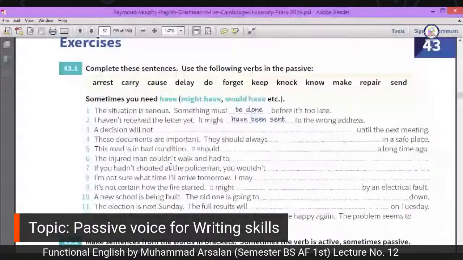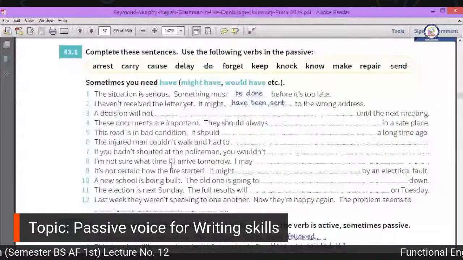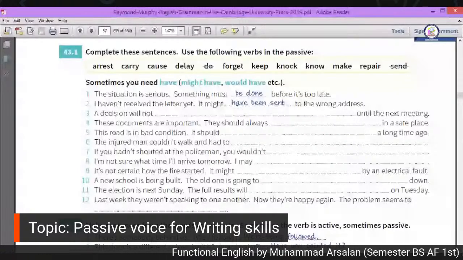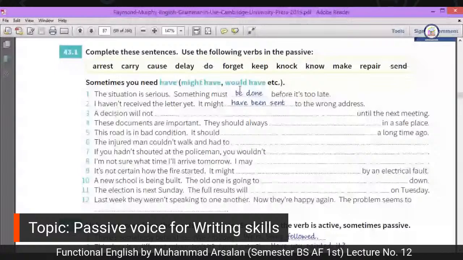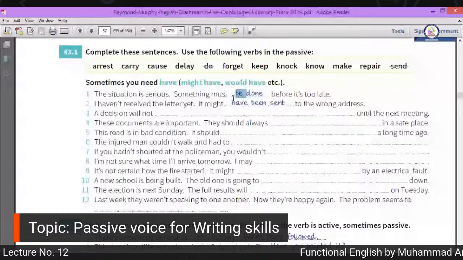You have this exercise. I would like you to do it. The situation is serious. Something must be done. With a modal verb we use be: must be done, can be done, should be done, going to be done, used to be done, will be done, ought to be done. Okay.